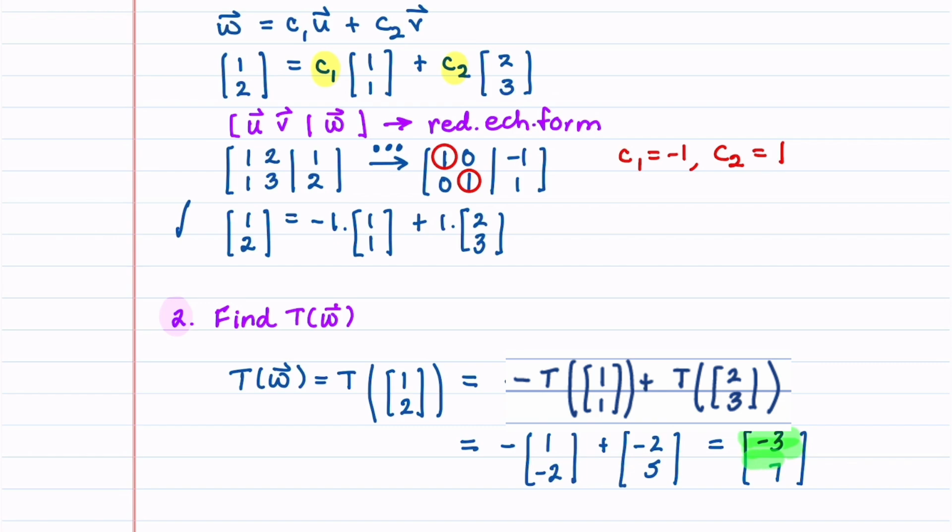Let's highlight this final answer. This example shows us that if we know how two vectors transform, we can use that information to find how another vector transforms under that linear transformation. Be sure to check out the next video in this series, where we'll learn all about reflection, projection, rotation, contraction and expansion, and shear transformations.